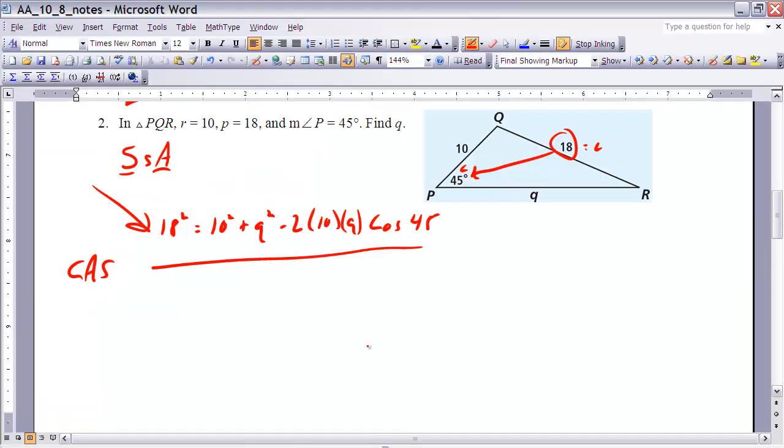So let's write that out over here then. Q is approximately equal to 23.6. Okay?